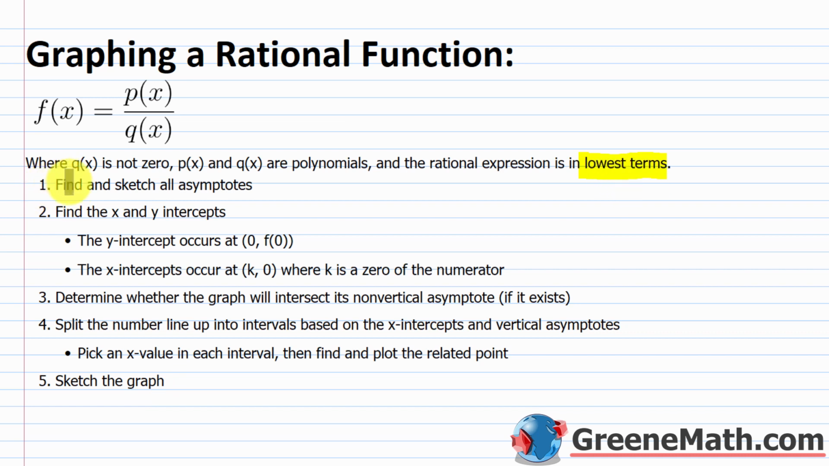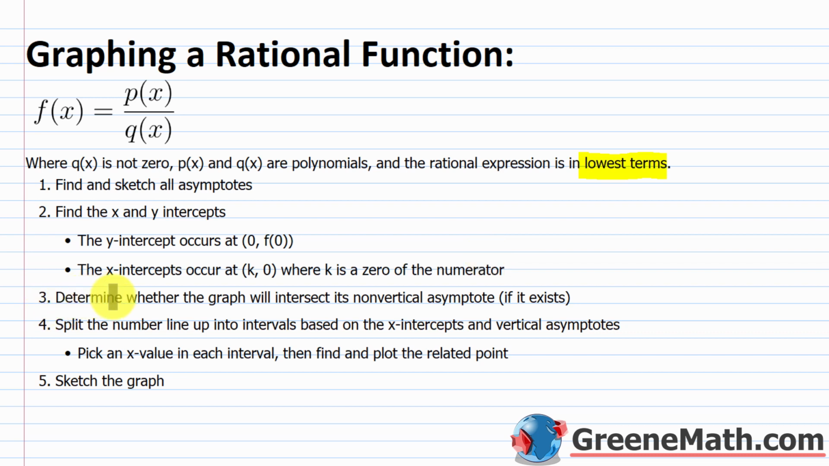So the first thing you want to do is find and sketch all asymptotes. The second thing is to find the x and y intercepts. We know that the y-intercept would occur at 0, f of 0, and the x-intercepts would occur at k, 0, where k is a 0 of the numerator. In other words, you're taking the numerator, setting it equal to 0, and solving. The solutions there would correspond to x-intercepts.